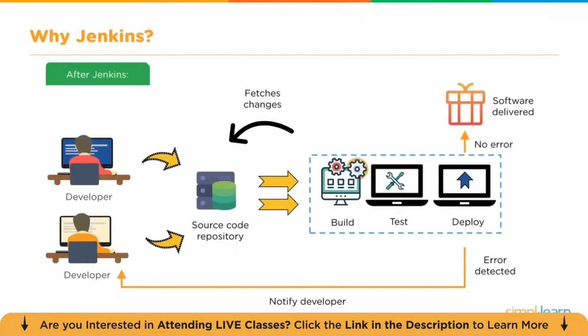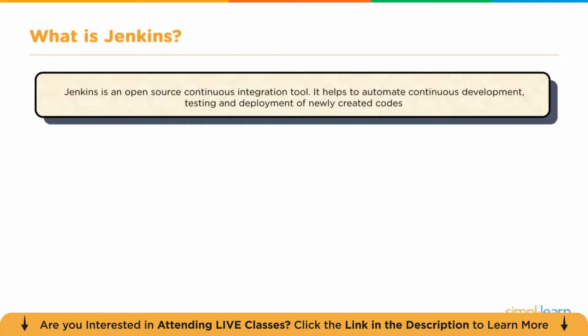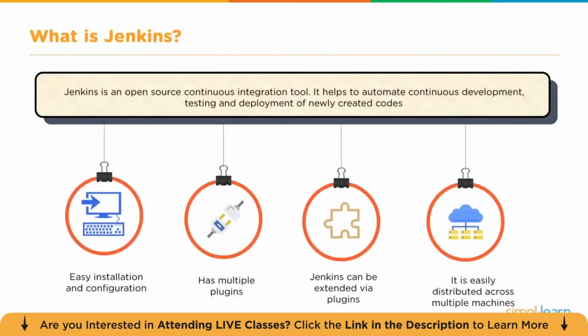After Jenkins, we have the ability to streamline this whole process. The build, test, and deploy happen continuously, and Jenkins is able to notify the specific developer of any errors that are detected, speeding up the delivery process much more efficiently. The focus of Jenkins is that it automates a continuous development, testing, and deployment environment. And it's open source. Jenkins is easy to install and configure.